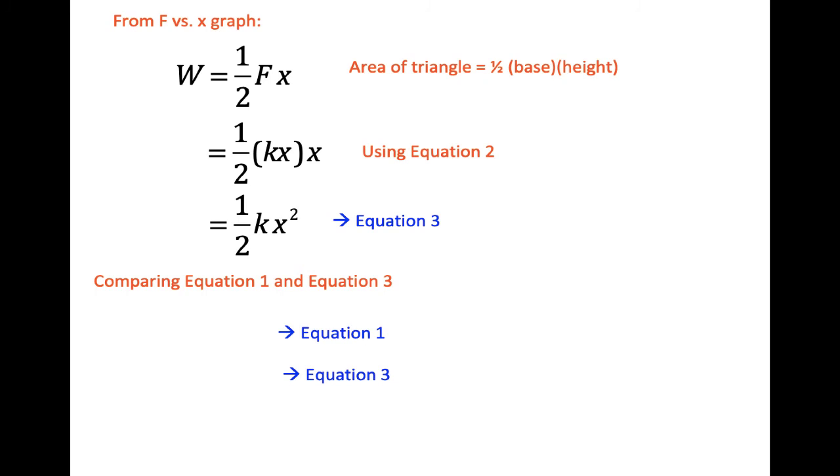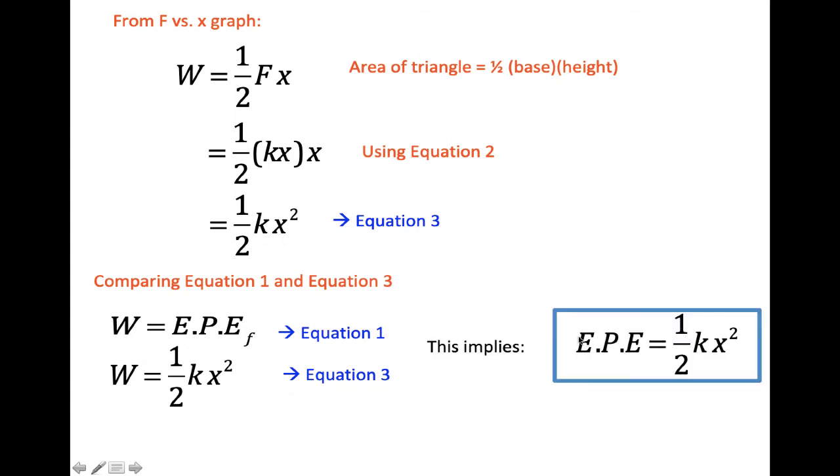Both the equations on the left hand side give us work. So the first equation says that work is equal to the final elastic potential energy stored in the spring, and the third equation says that work equals half kx square. Because the left hand side is the same, we compare these equations and we conclude that the formula for elastic potential energy is half kx square. Elastic potential energy is a type of energy, so its units would be joules.